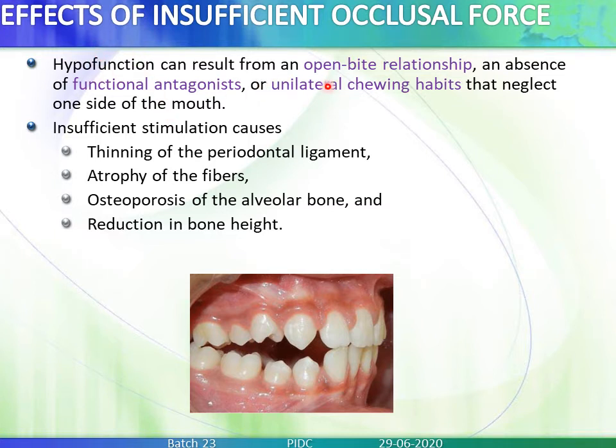Hypofunction can result from an open bite relationship, an absence of functional antagonists, or unilateral chewing habits that neglect one side of the mouth. Insufficient stimulation can cause thinning of the periodontal ligament, atrophy of the fibers, osteoporosis of the alveolar bone, and reduction in the bone.